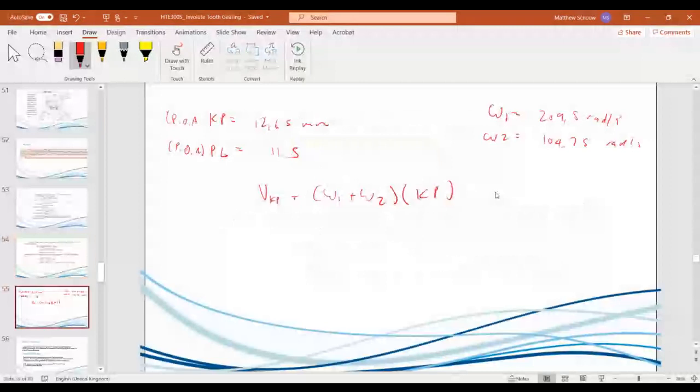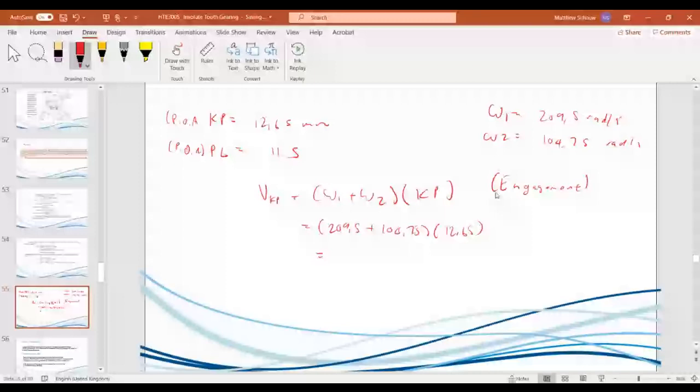So this is at engagement. So always remember, engagement is in the path of approach. It's kind of obvious. It engages there. So to find that, all we just take is 209.5 plus 104.75, and our KP, which we found, we just times by that, 12.65. We can have the millimeters if we want. You guys can quickly do this as well. Straightforward points, guys. And you'll get 375 millimeters per second.